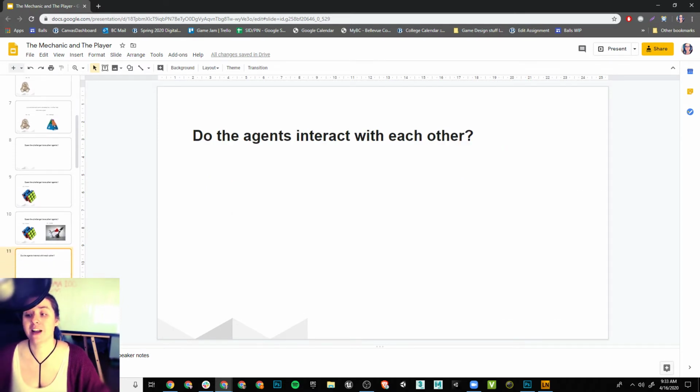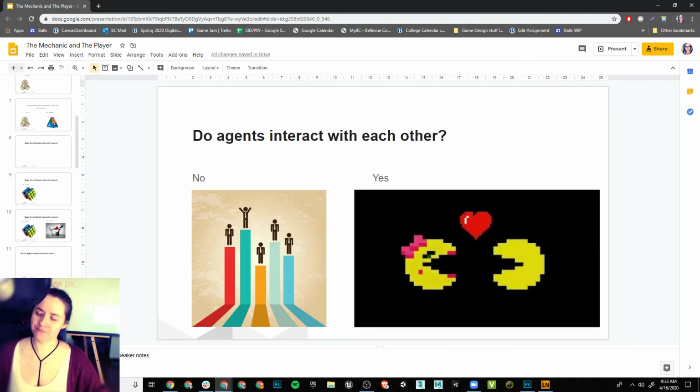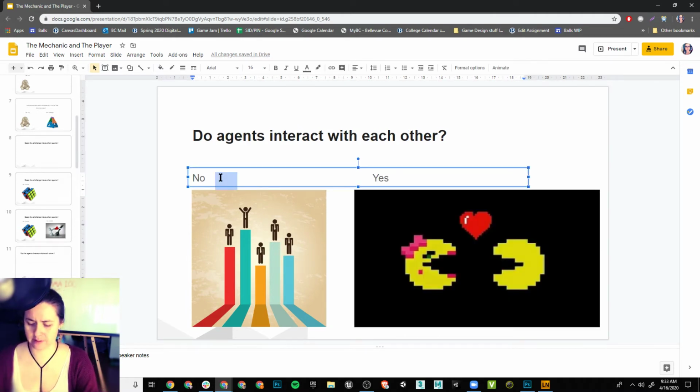Do the agents interact with each other? If they do not, we have a competition, and if they do, we have a game. And actually, let me write that in here.